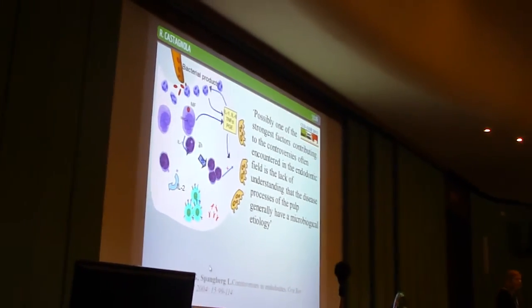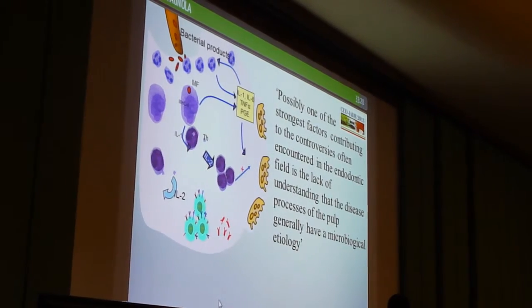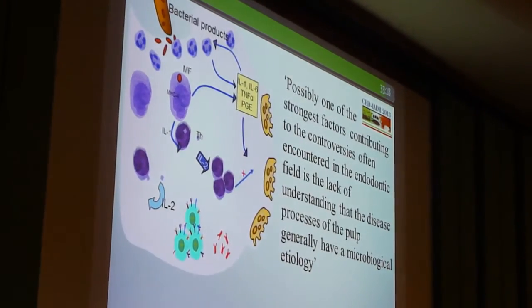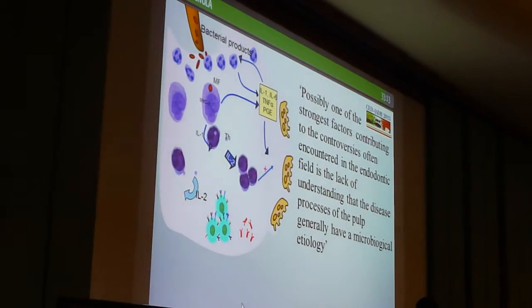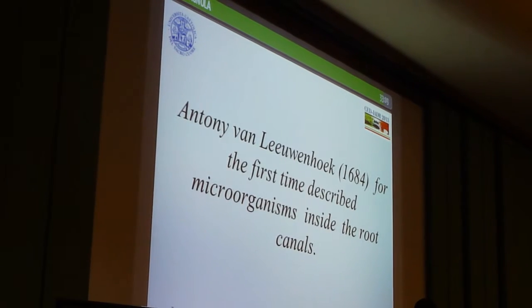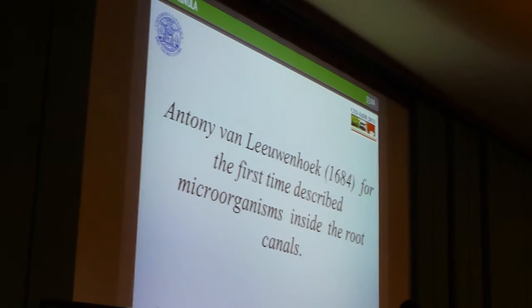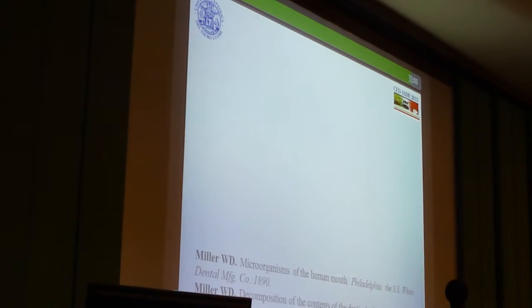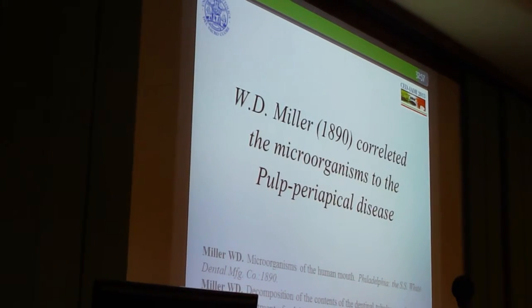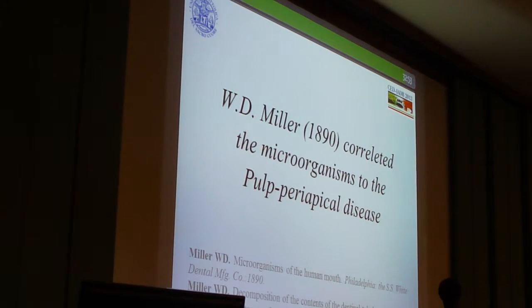All the controversies in endodontics are present because there is a lack of understanding that the disease processes of the pulp generally have a microbiological etiology. The first who described microorganisms inside the root canals was Anthony van Leeuwenhoek in 1684, and in 1819 Miller correlated microorganisms to pulp and periapical disease.